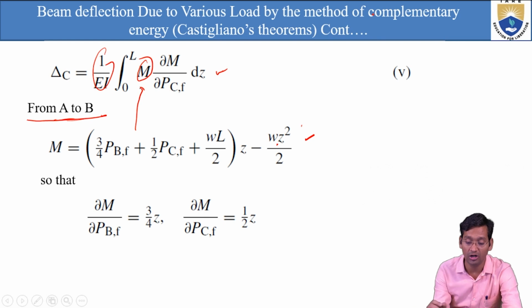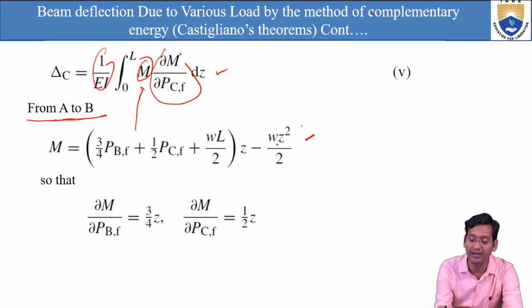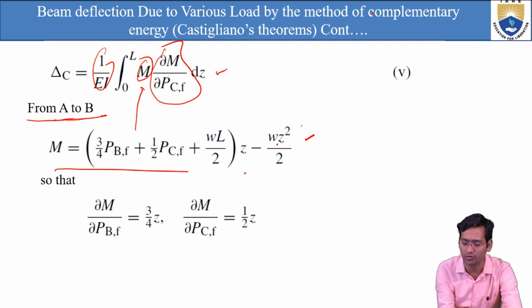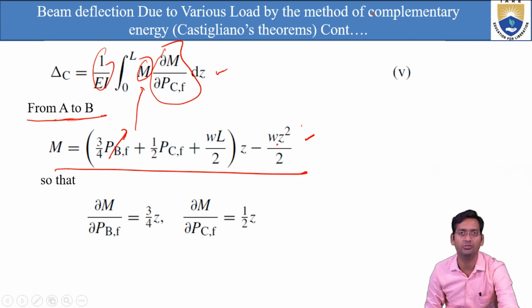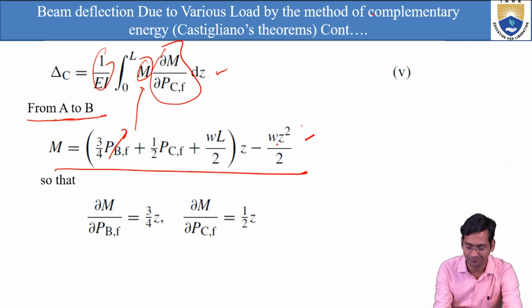Now here one more thing: here del M by del PCF is required. So let's differentiate this equation. After differentiating this equation, what will we get? Here this is constant, right? Because PBF is there, so PBF becomes 0. Now differentiation of this becomes what? With differentiating with respect to PBF.